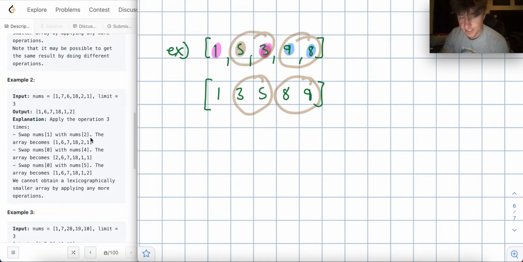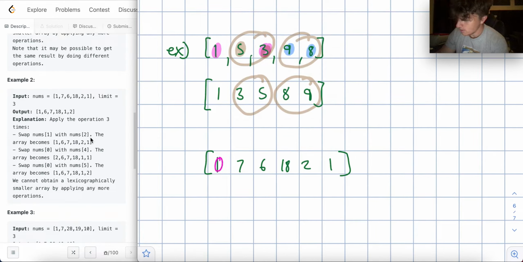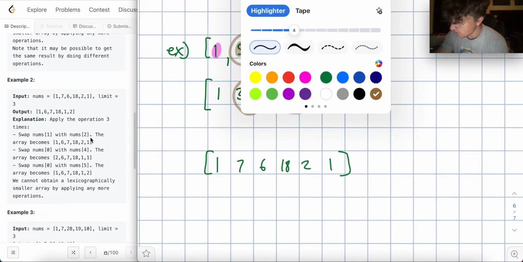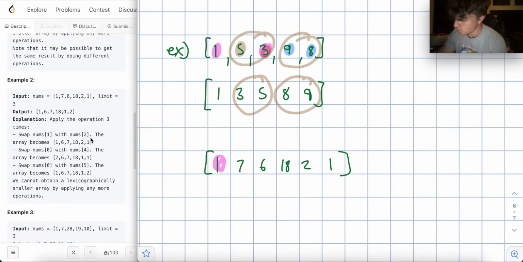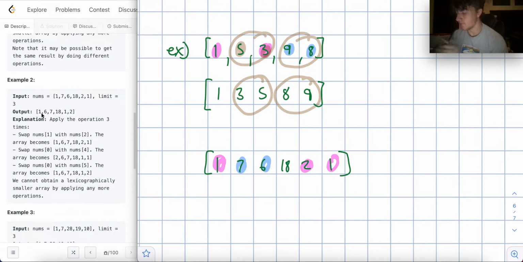We got 1, 7, 6, 18, 2, and 1. Now we play this game again with who can switch with who. This 1 can switch with this 2 and this 1 because our limit is 3. This 7 and 6 can switch with each other. And this 18 really can't switch with anything.